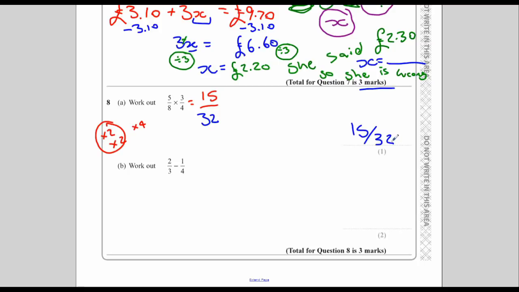Work out 2 over 3 minus a quarter. This one's a bit trickier, guys. Plus or minus are the ones to look out for. They're hard. I teach a couple of methods for this. One of them is called the smiley face method.